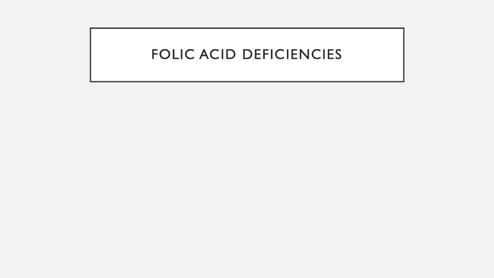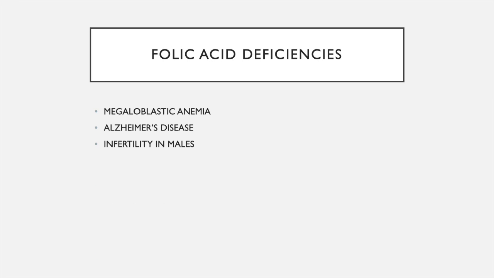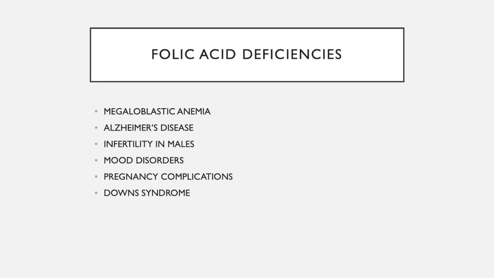Deficiency of folic acid has been known to cause megaloblastic anemia, Alzheimer's, infertility in males, mood disorders, pregnancy complications, Down syndrome, and many kinds of cancer. Folic acid is essential for making red blood cells and the synthesis and repair of DNA and RNA. Many of the previously mentioned diseases are a result of improper DNA maintenance or improper red blood cell maintenance. This is why it is especially important that pregnant women have sufficient folic acid, otherwise developmental defects are likely.